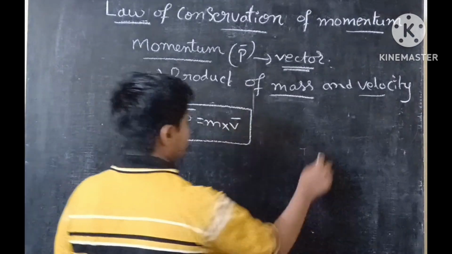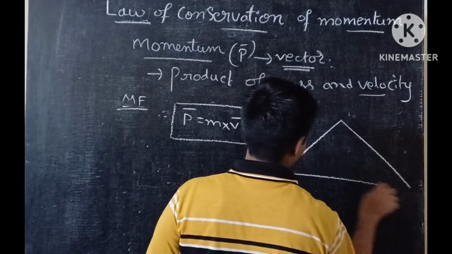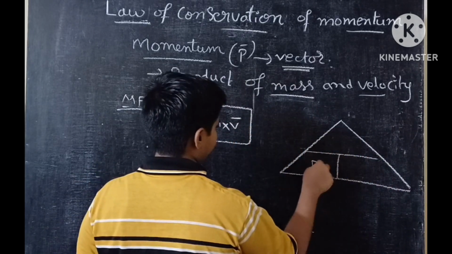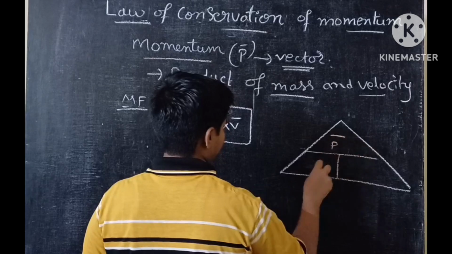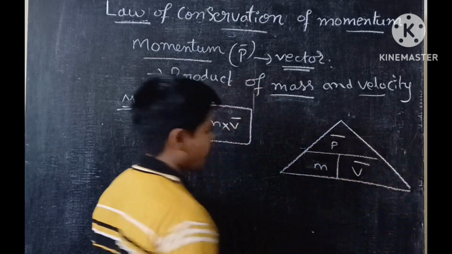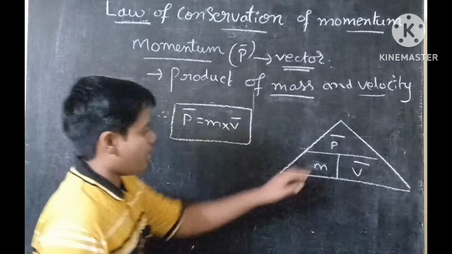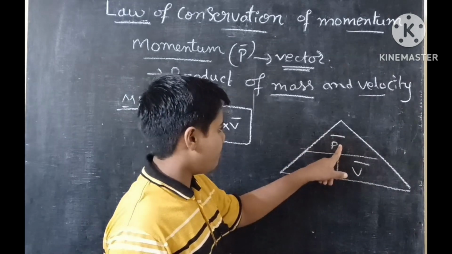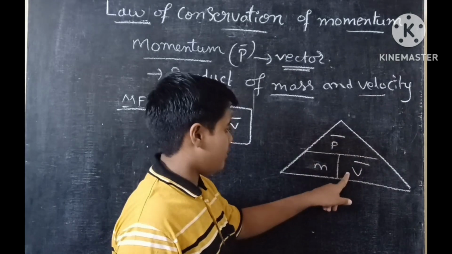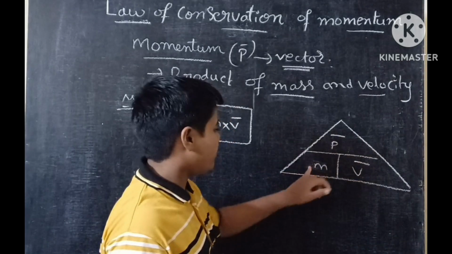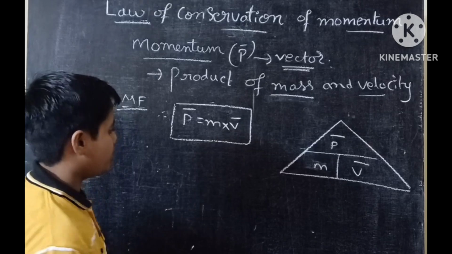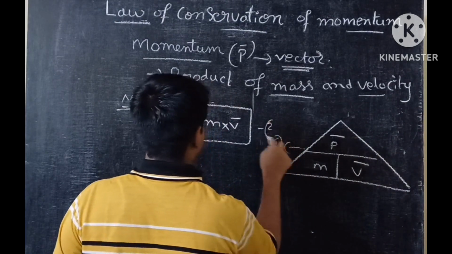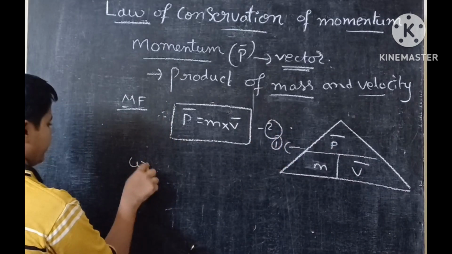I am taking a triangle like this, and here P bar equals m v bar. If I want P bar, it means mass into velocity. If I want mass, it is momentum by velocity, and if I want velocity, it is momentum by mass. So this is the triangle which is useful.